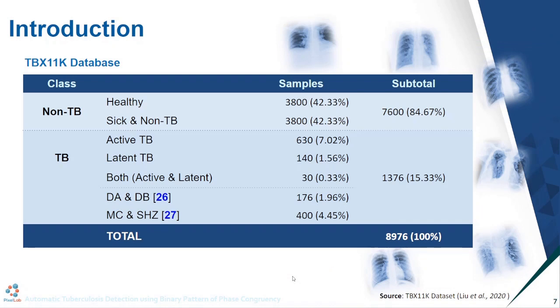In this study, a public dataset named TBX11K established by Liu et al. 2020 is used. The dataset has 11,200 CXR images, however, in performing this work, only 8,976 had an associated label available and were used. The table shows a summary of the dataset, where we highlight the two main classes that we'll use, and whose sample number contains an evident imbalance.